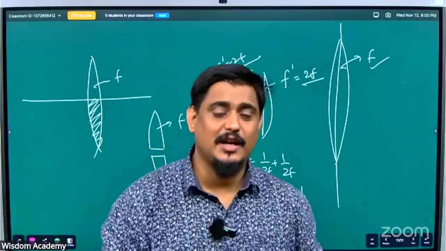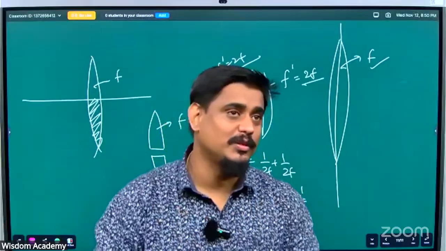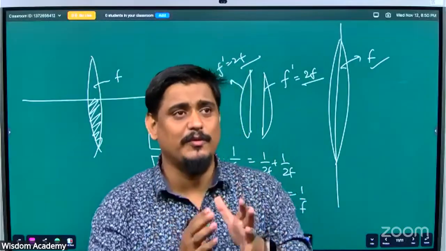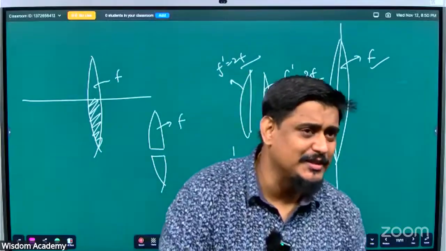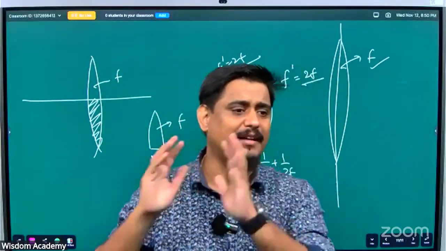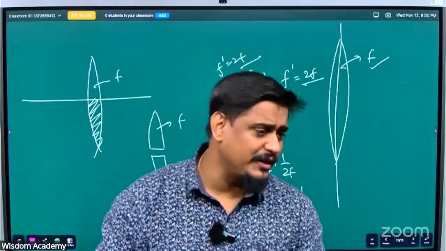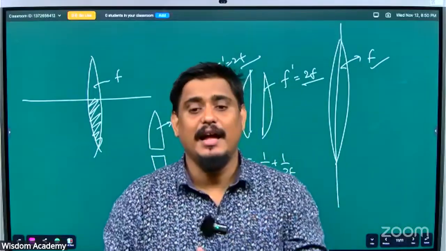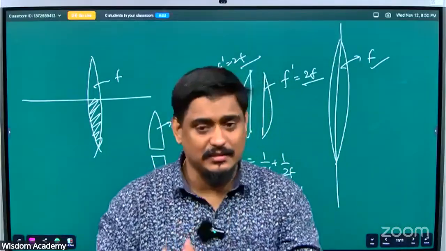Next, telescope. If you go for a telescope, the magnification for normal adjustment is FO by FE. And in the case of maximum magnification, FO by FE into 1 plus FE by d. Like that, you should remember the formulas and come for the next test.